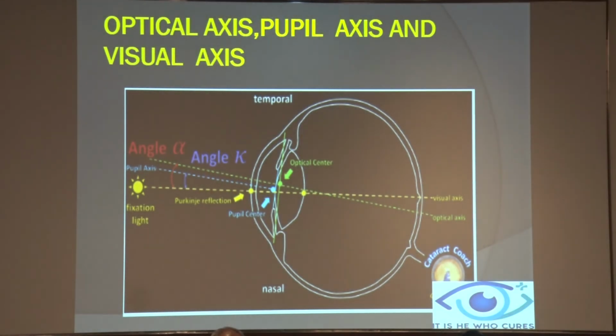I'll show this diagrammatically. If you look here, now if you see here the fixation light and the line drawn, which is this yellow line, which falls on the fovea. Now this is the visual axis. The green line which is passing through the optical center is the optical axis, and the blue line which is passing through the blue dot is the pupillary axis. And this is the angle kappa, which is between the pupillary axis and the visual axis. Angle alpha is the angle between the optical axis and the visual axis. So you have to look at this angle kappa, where the lens should be right there in the middle.